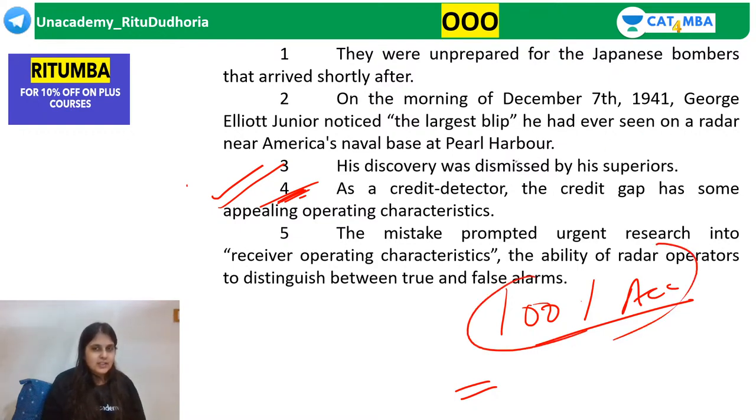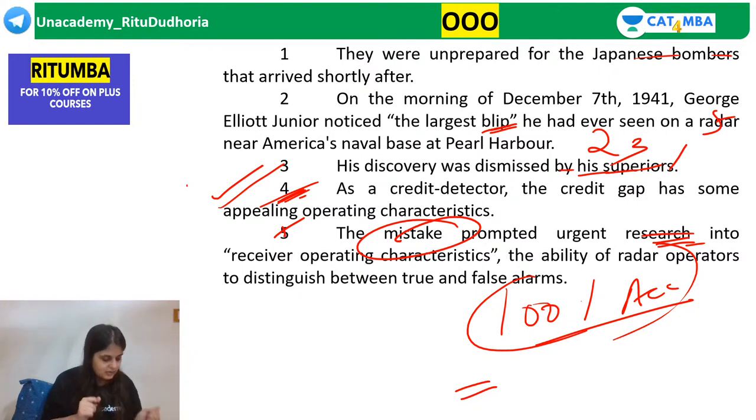So, guys, quickly look into this. You're going to start with 2. This talks about the blip. His discovery was dismissed by his superiors. 3. They were unprepared for the Japanese bombers. 1 is related. This mistake prompted research into this. So definitely 5 is related to it. This is positive. Correct, guys? So very good. Wonderful, guys. Okay, I'm telling you the links. Correct. Good, Diya. Good, Aditya. Very good. 2, 3, 1, 5.